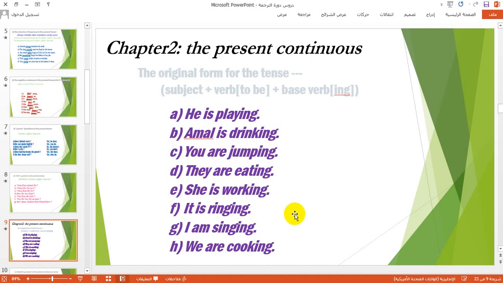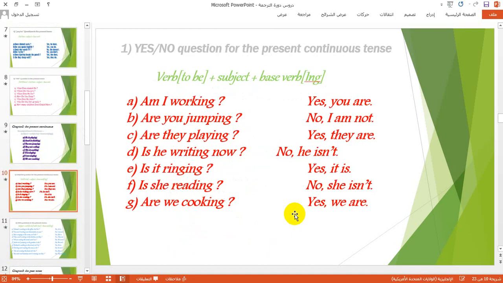And we have also discussed how we can use this present continuous in different questions or sentences, like yes/no questions and also WH words. As we see here in the example, the yes/no questions, the answer can be yes or no, according to the question, because it is a yes/no question.